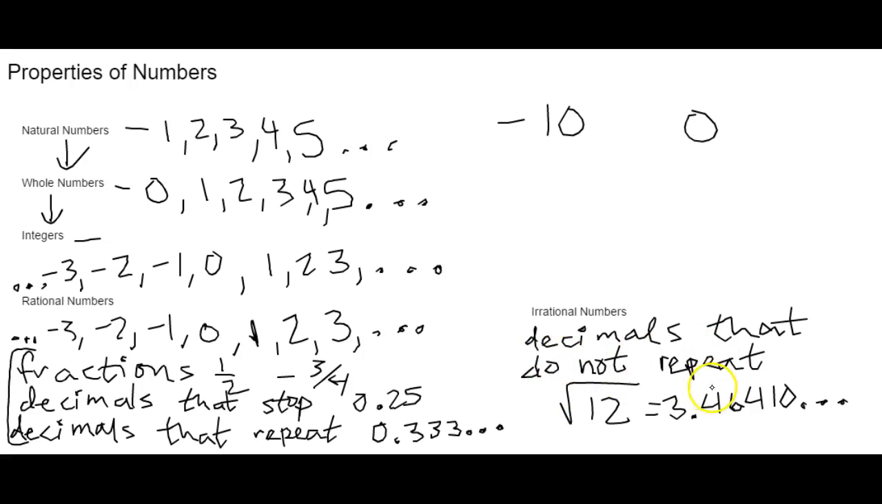So decimals that do not repeat is irrational, but you do have to watch out. You'd want to always plug this into a calculator, because you could have a number like square root of 25 that just comes out as 5. So 5, that fits natural, whole, integers, and rational. It's in all of those categories, but it's not irrational.